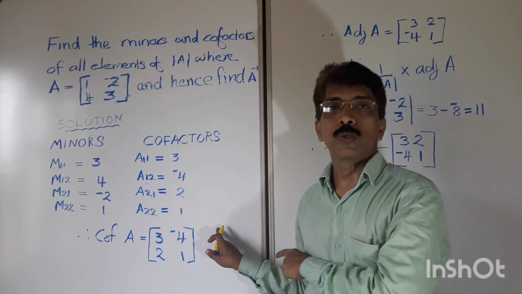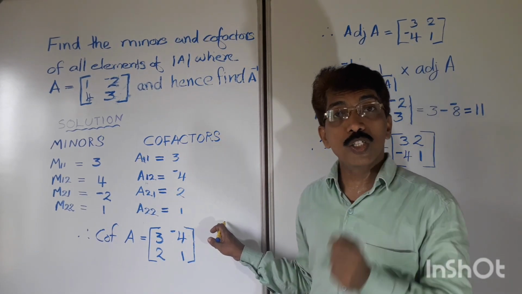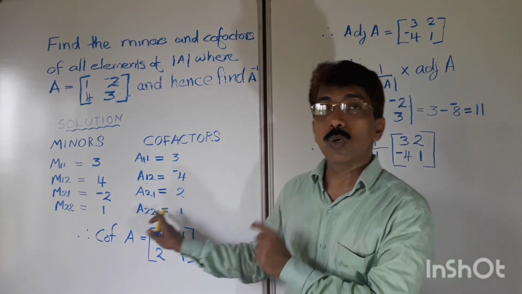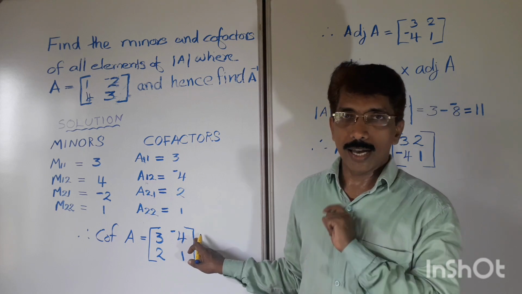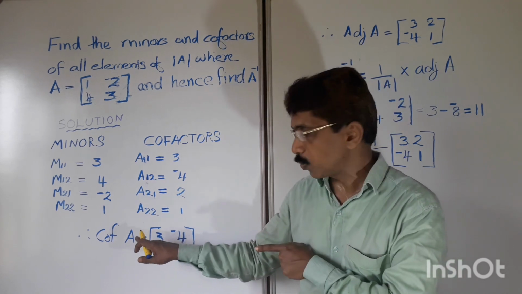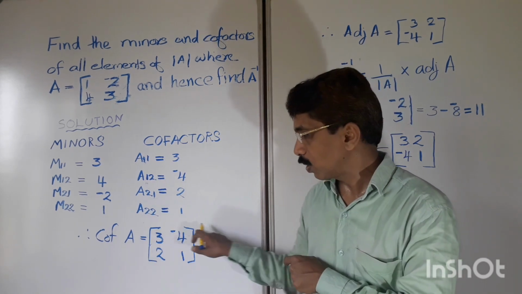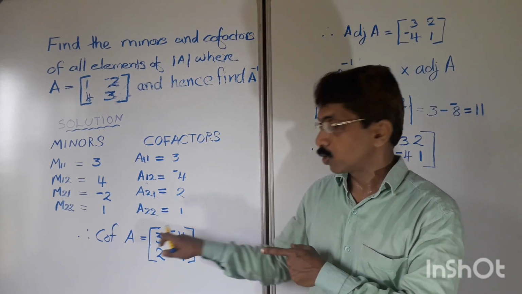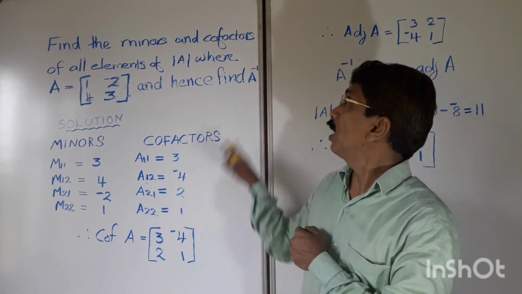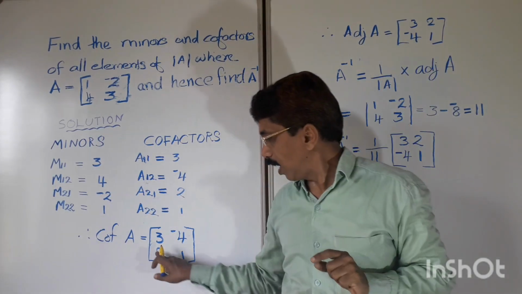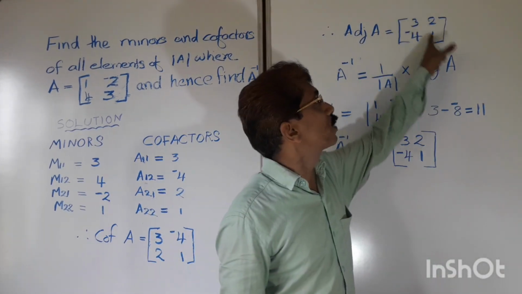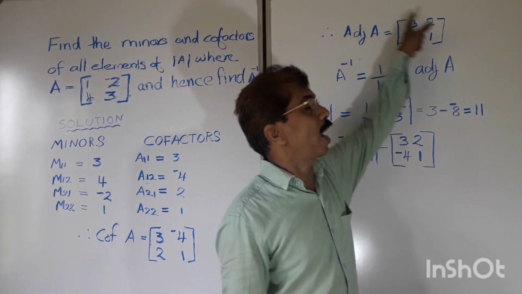Then we move to adjoint A. What is adjoint A? Adjoint A is the transpose of the cofactor matrix. Transpose means the first row becomes the first column. So the first row, 3, -4, comes as the first column, and the second row, 2, 1, comes as the second column. So this is adjoint A.